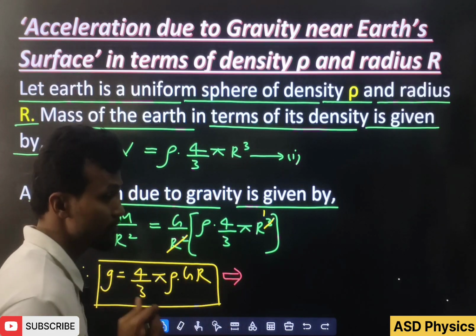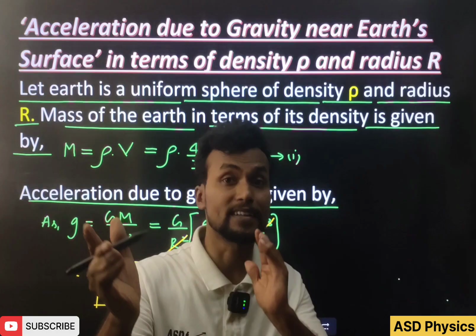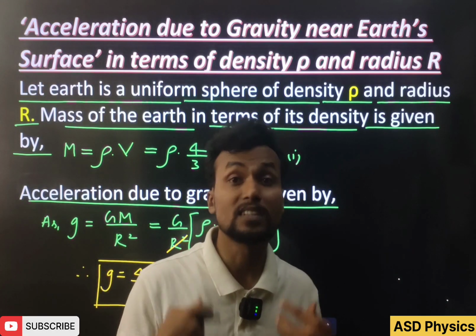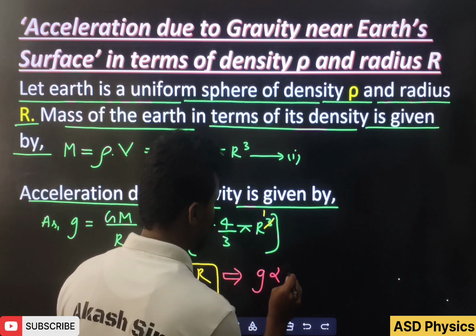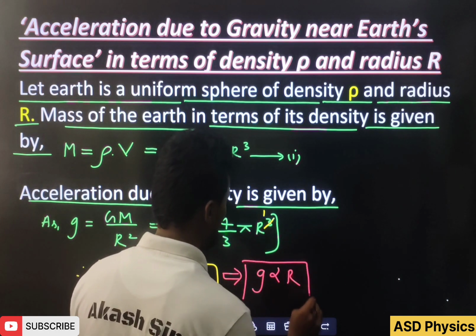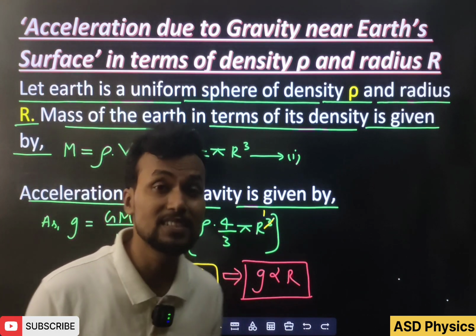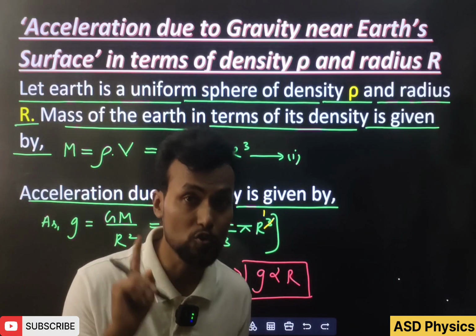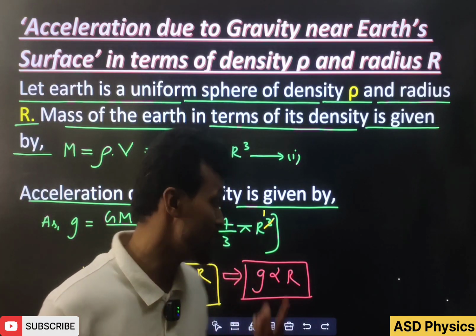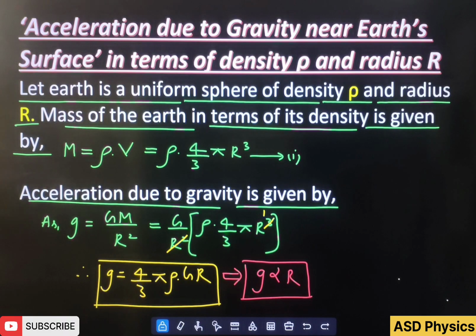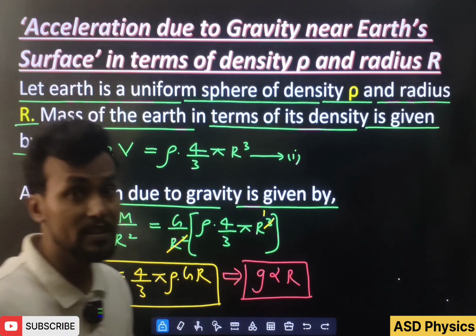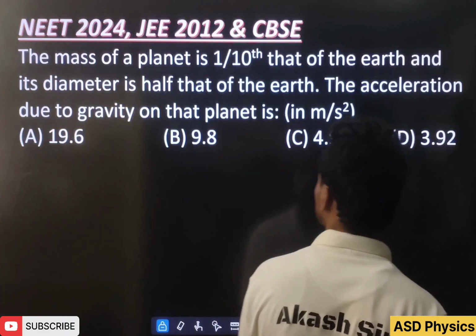Remember that whenever we are comparing planets and their density is the same, in this situation the gravity is directly proportional to r. Again I am telling you, if the mass is the same, gravity is inversely proportional to r square, but if density is the same, gravity is directly proportional to r. Remember that. When to use which formula depends upon the question.